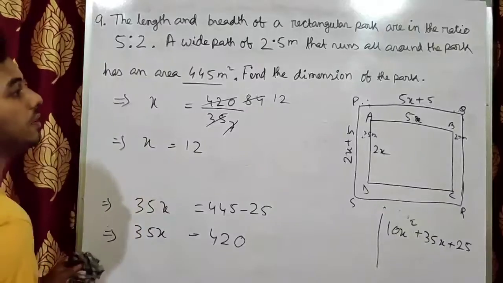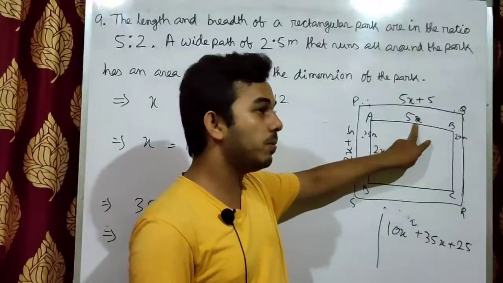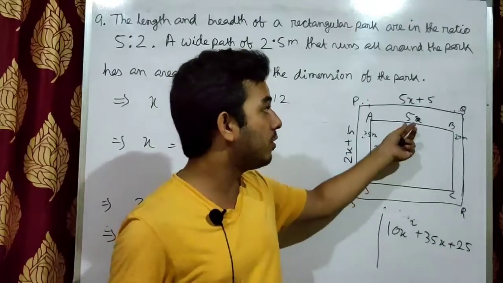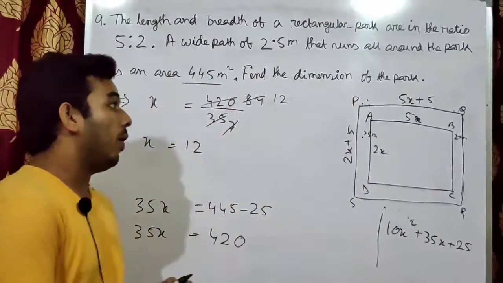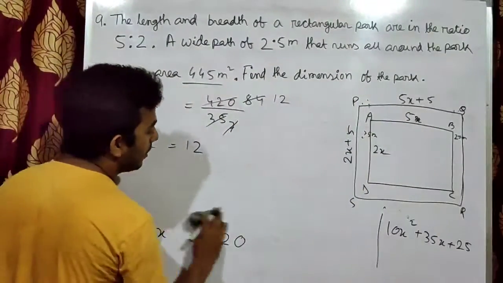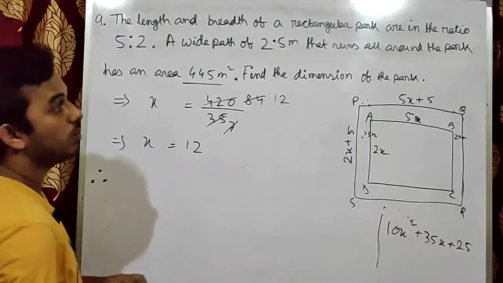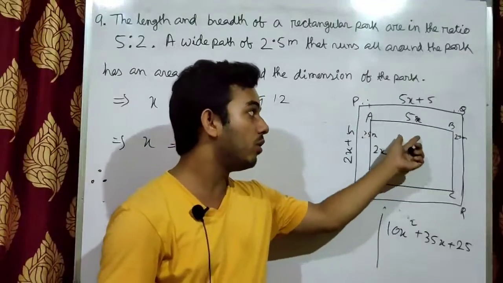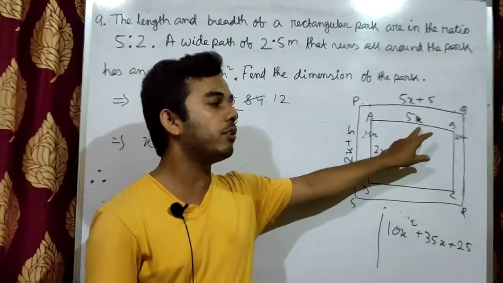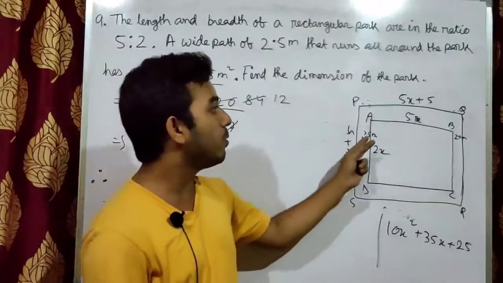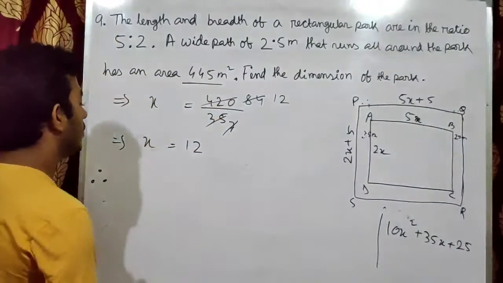It is 12 meter. So we will put the value of x. We have to find the dimension of the park, right? So for the dimension of the park, our dimension was what? 5x and 2x. Now we have found out the value of x, which is 12. So we'll multiply 5 into 12, and 2 into 12. So we'll find out the dimension of the park.